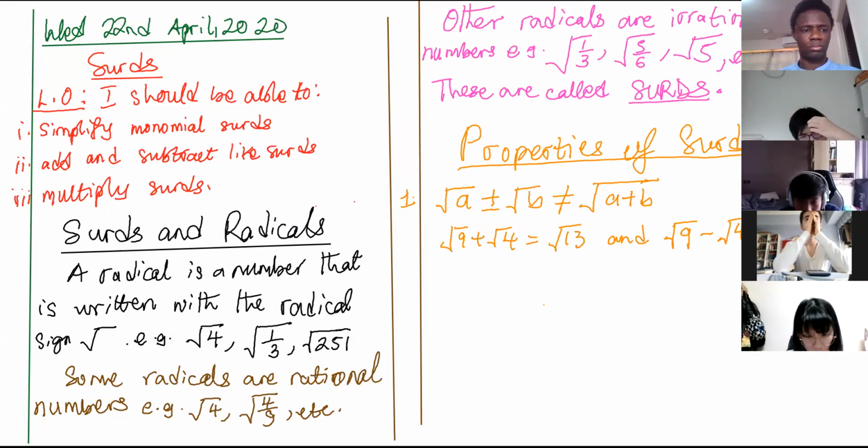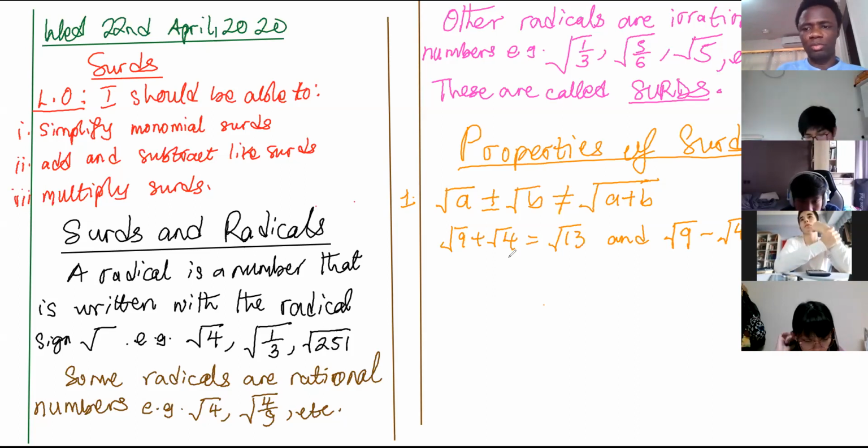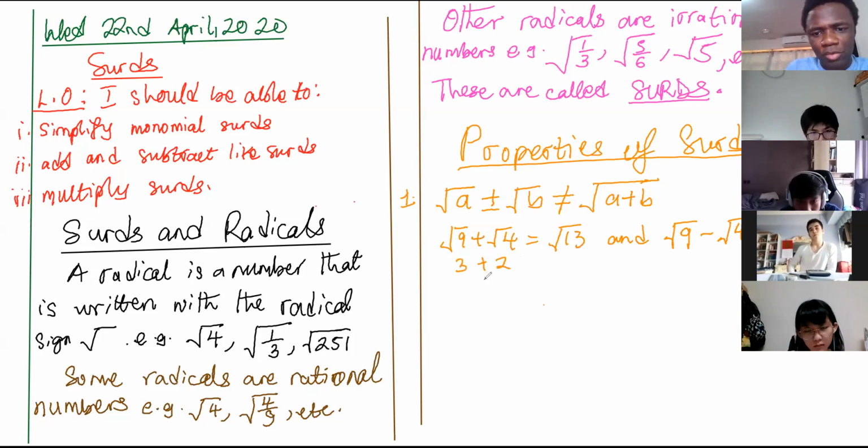Yeah. The square root of 9 plus the square root of 4, the answer is 5. Is it the same as the square root of 5? No. So that's the point we're trying to make. This one gives you 3 plus 2, which is 5 on the left, and the square root of 13 is 3 point something. So this is not the same.